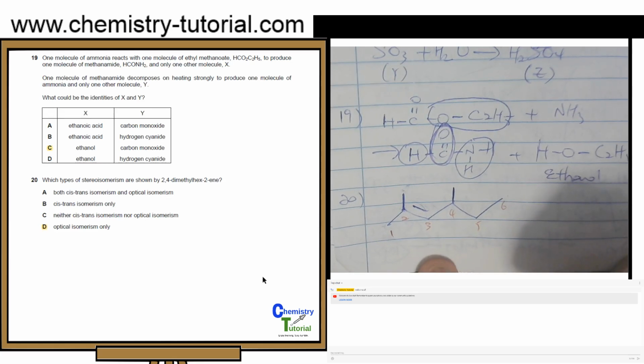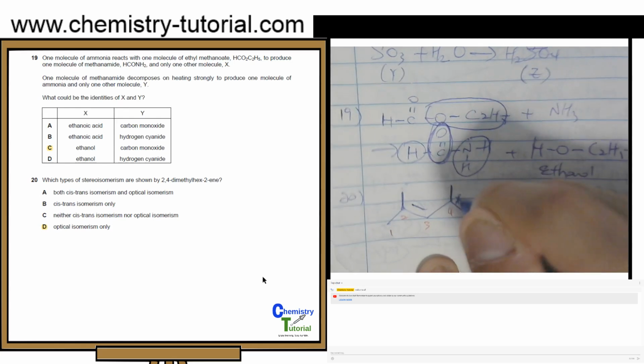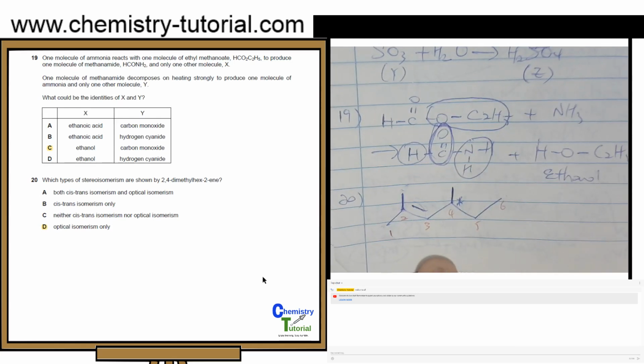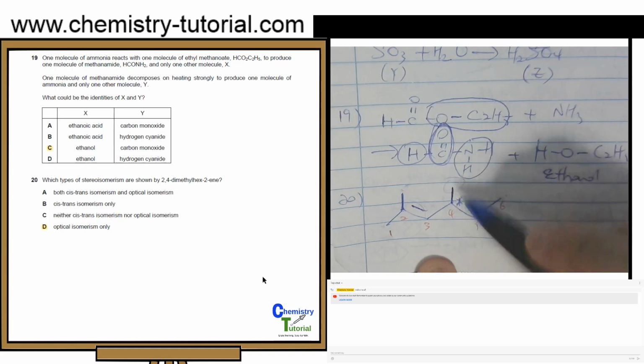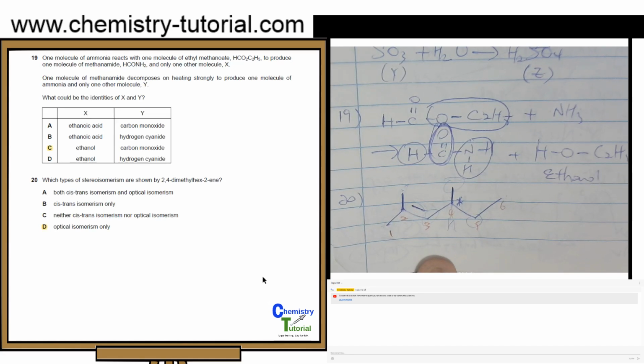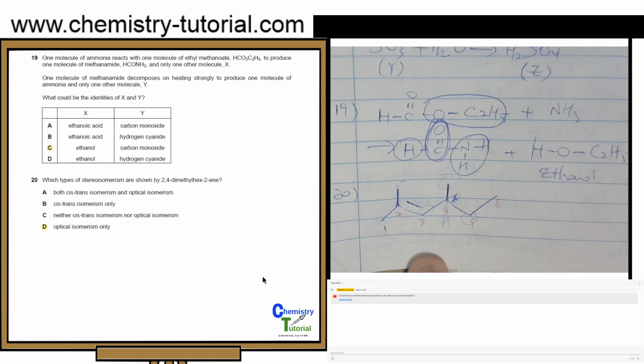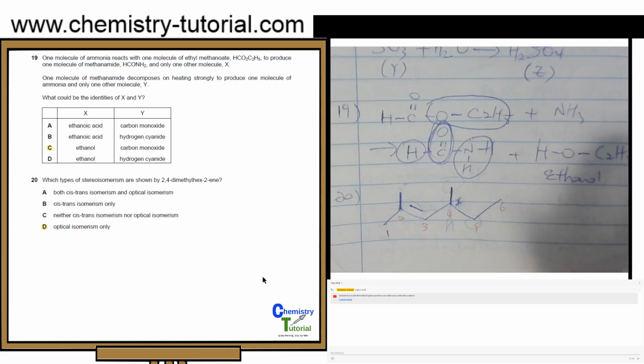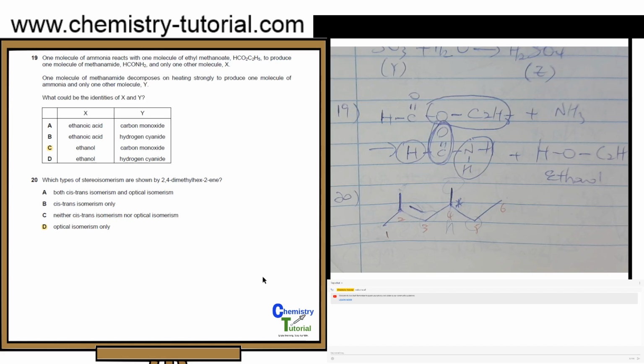However, it does have a chiral center. Where's the chiral center? At carbon 4, because it has 1, 2, 3 and an invisible H. 4 different substituents are connected to this carbon. So this carbon is chiral and it does not have any internal plane of symmetry. Therefore, it can only exhibit optical isomerism.